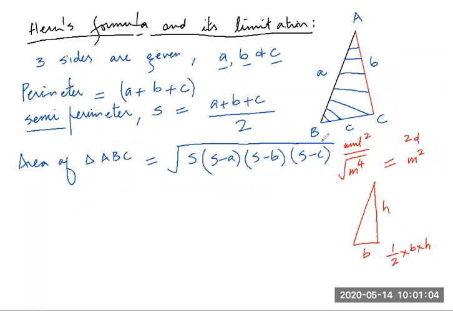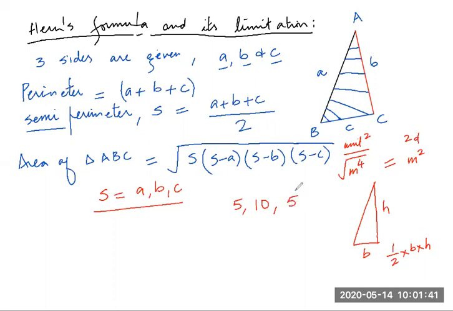Now let's talk about the limitation of Heron's formula. The limitation of Heron's formula is when the semi-perimeter is equal to either A or B or C, any side, then one of these terms will become 0. So the area of the triangle will become 0. For example, if you take the sides, let's say 5, then 10, then 15. Let's say the other side is also 5.